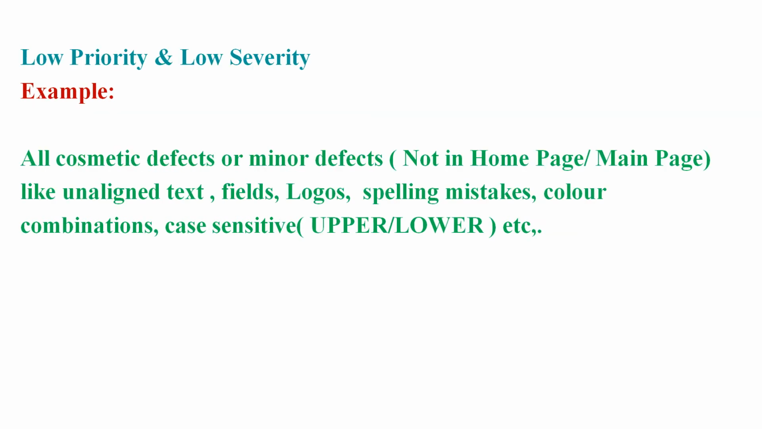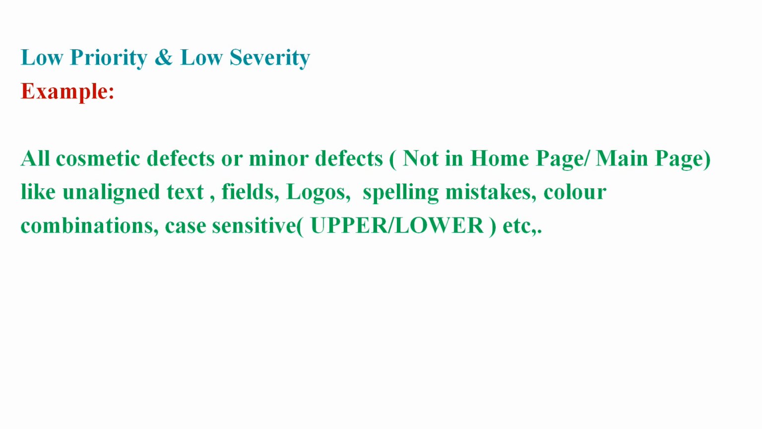The next is low priority and low severity. Now see here. All cosmetic defects. These cosmetic defects are also called minor defects. What are the minor defects? For example, the text is not aligned properly, the fields are not aligned properly, the color combinations are not perfect, and there is a case sensitive defect. Or for example, if the logo is not positioned according to the client requirement. Like this, these are all the cosmetic defects.